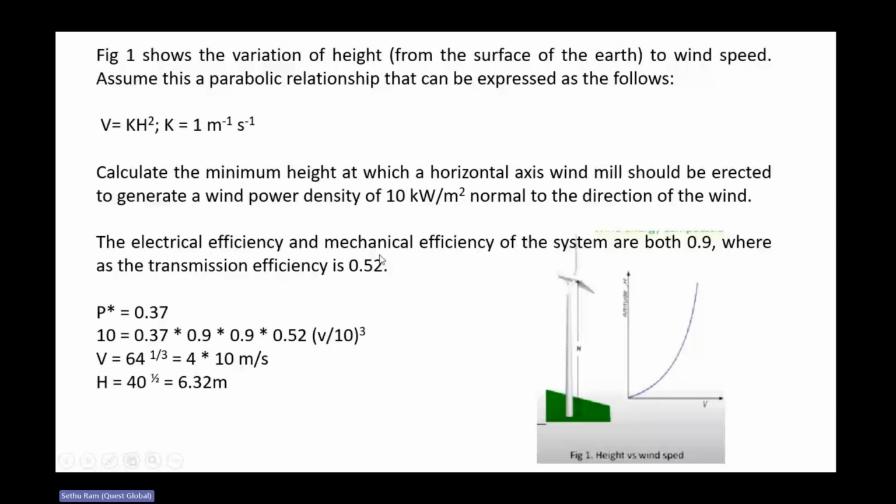Sorry, we have to find out the velocity only. Here we got the power, 10 kilowatt per meter square. So what we have to find out is velocity. From the velocity, we'll come to know what the height is. Height is 6.32. Okay, this is also a simple problem only.